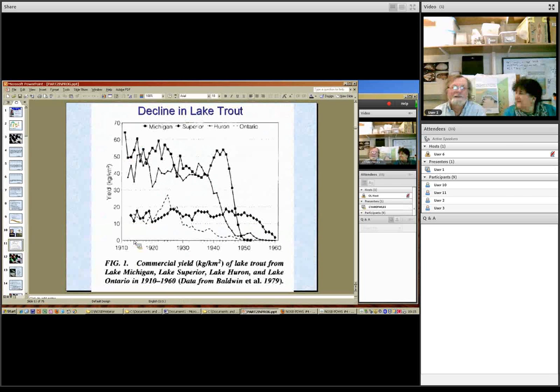So here is a decline in the lake trout, and you can see how in Lake Michigan it really had a huge effect, and also in Lake Huron. Those are lakes that have been used to discuss the consequences of that. And as you can see, Lake Ontario and Lake Superior had less of that. But you can see how once they really got going, the trout was completely decimated. So that was a huge effect of that organism.